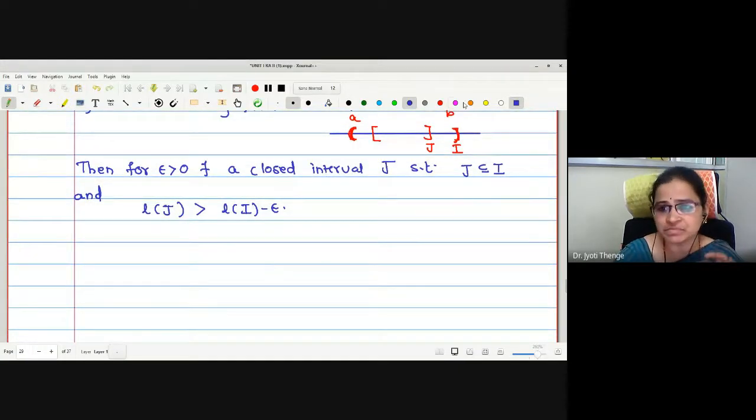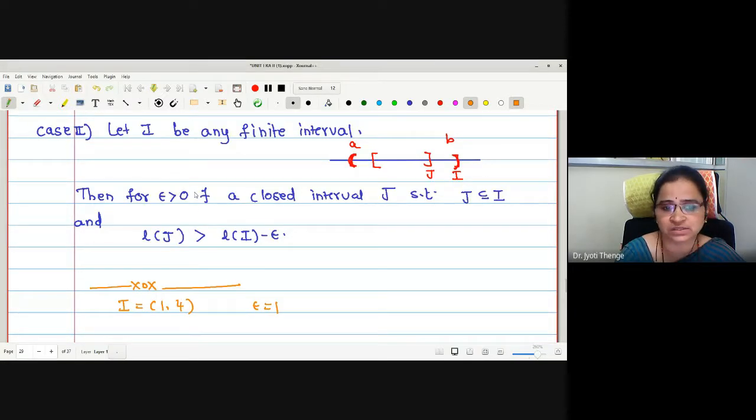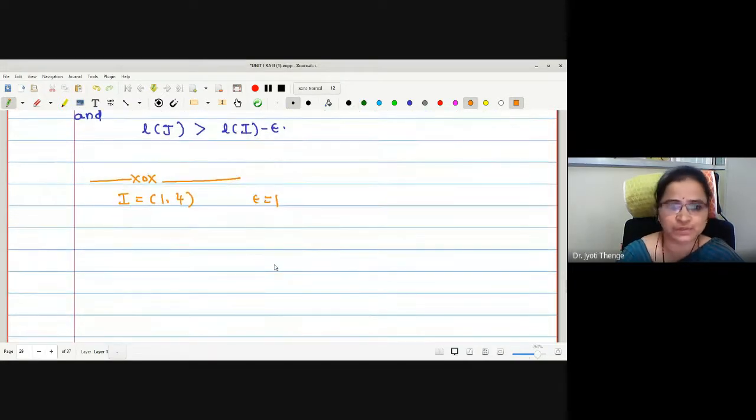Let us take a quick simple example to understand whether such a kind of closed interval we can find or not. For the time being, let me take this open interval to be 1 to 4. And epsilon value, let me take 1. For any epsilon, we have to prove this. Now, what is the length of the original interval? Is it 3? Now, what about the right hand side, L of I minus epsilon? This is 3 minus 1, 2, no? Epsilon we have taken 1, therefore 2.